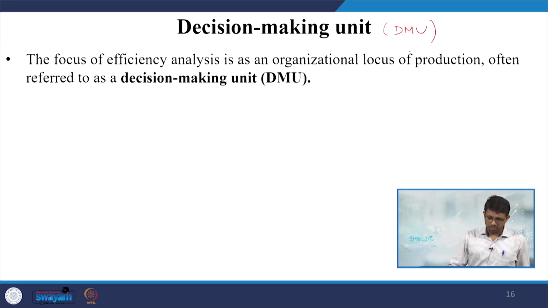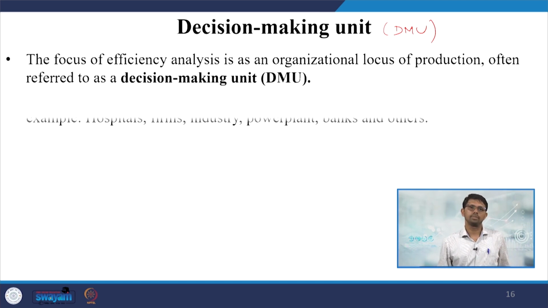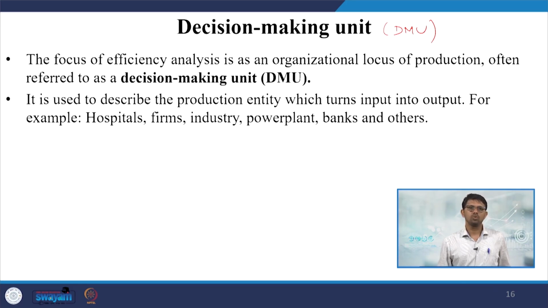Alright. We have also mentioned here the focus of efficiency analysis is an organizational locus of production, often referred to as a decision making unit. It is used to describe the production entity which turns input into output. For example, hospitals, farms, industry, power plants, banks, etc. These are considered as the DMU units for analysis.